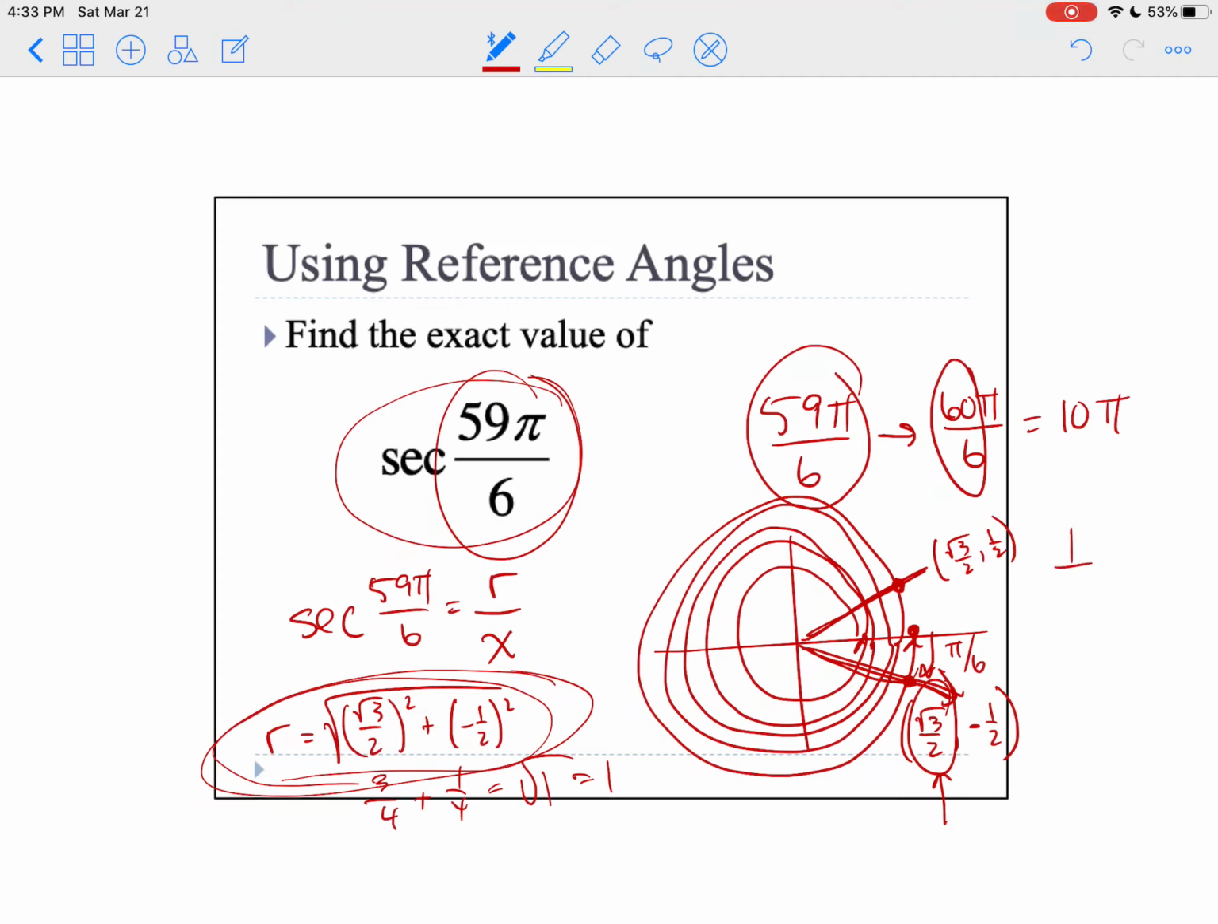So we found the answer. Here it is. It's 1 over root 3 over 2. And so that's just 2 over root 3, which is 2 root 3 over 3. So that's my answer.